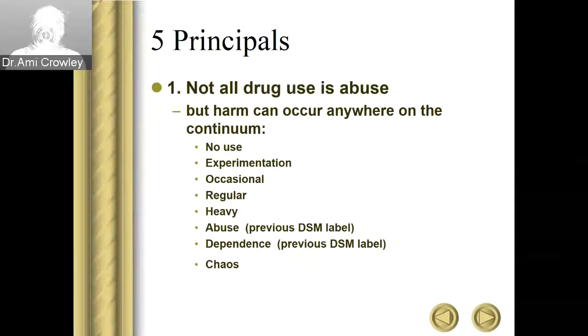So there are 5 basic principles to harm reduction. The first one is that not all drug use is abuse, but harm can occur anywhere on the continuum. The continuum of use is no use, experimentation, occasional use, regular use, heavy use, abuse and dependence. Abuse and dependence were previously DSM-4 TR, DSM-4 labels. We now use levels of severity to denote the degree to which the use of a substance or addictive behavior is problematic. And then the last on the continuum is chaos.